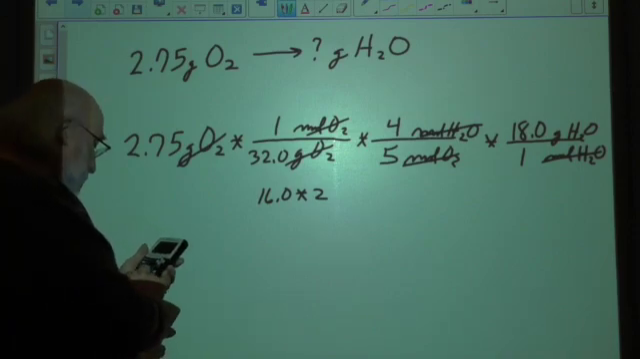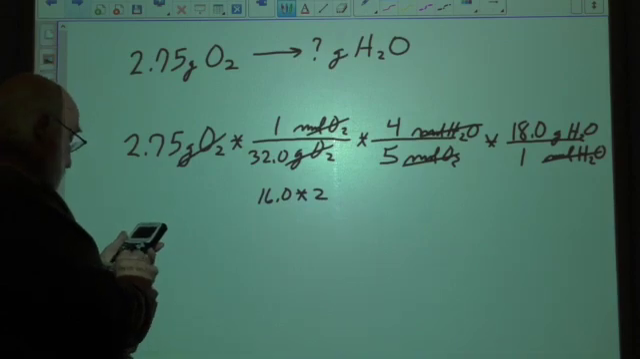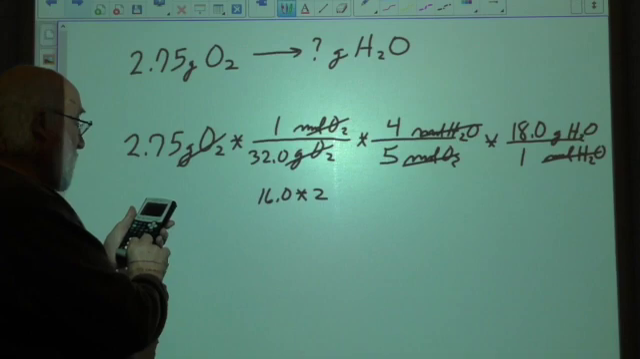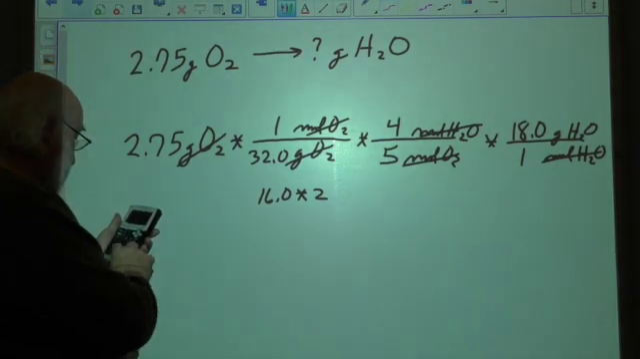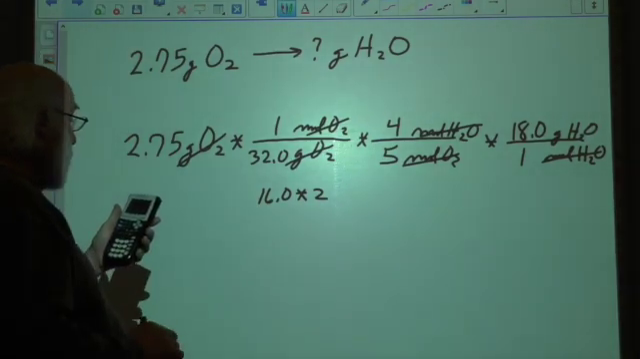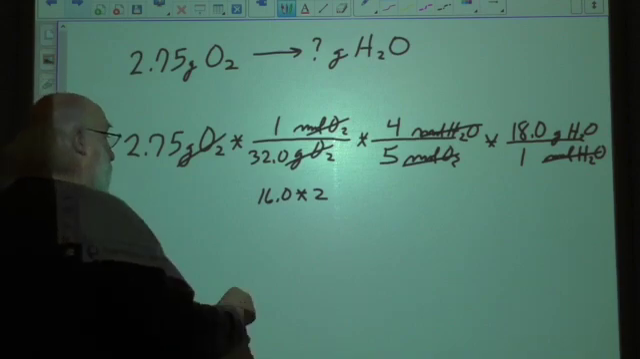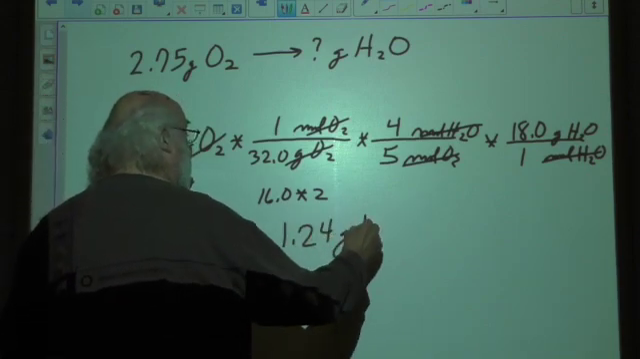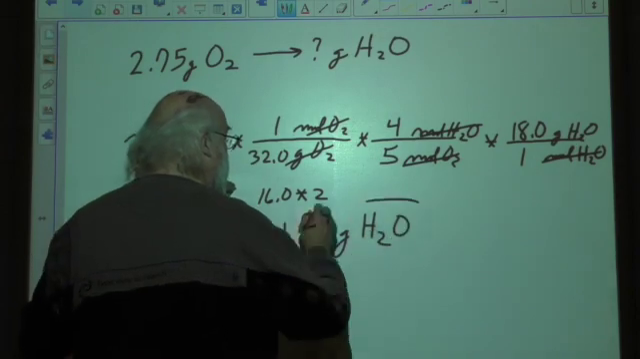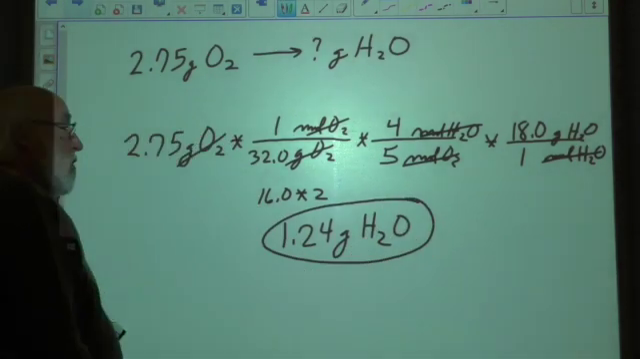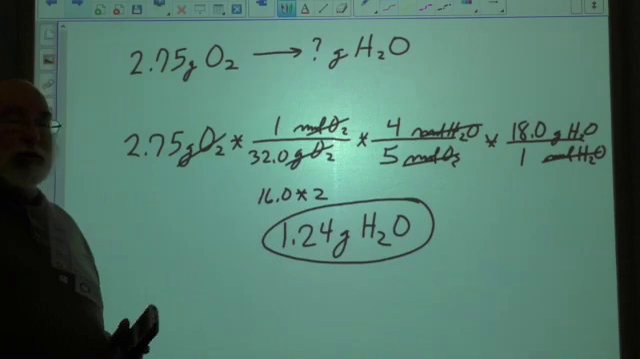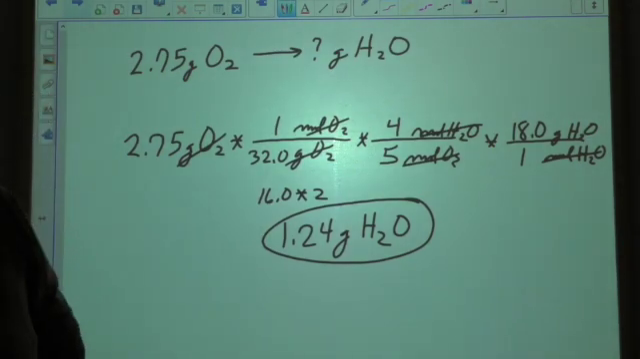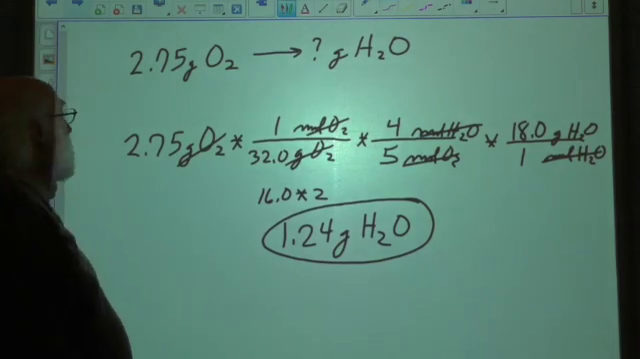So on our calculator, we're going to take 2.75 divided by 32.0 times 4 divided by 5 times 18. And we get 1.24 grams of water. So that's how we do gram to gram conversion. It's just basically combining everything into one problem, 3 steps for each one.